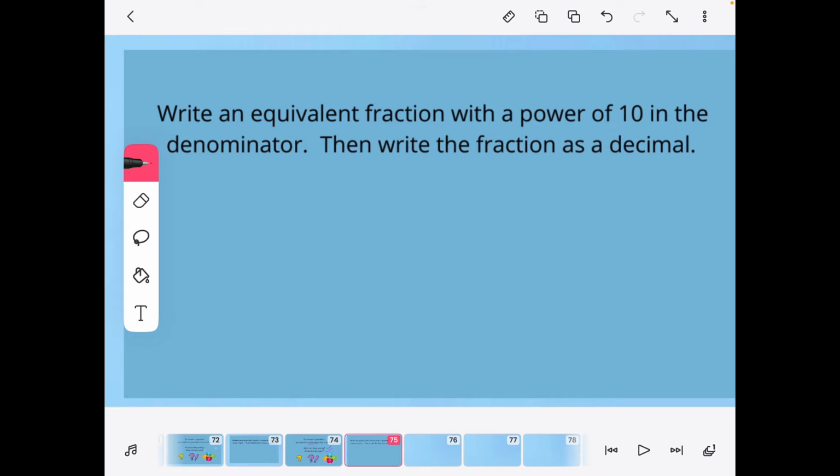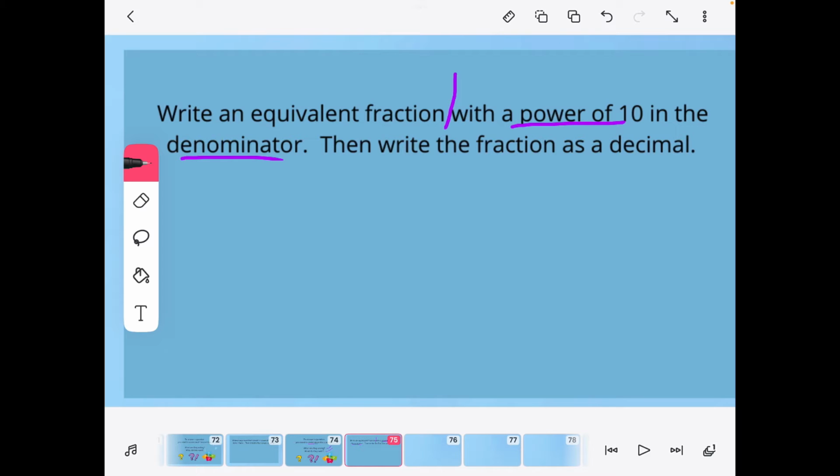Okay, here's a question. Write an equivalent fraction with a power of 10 in the denominator. Then write the fraction as a decimal. Oh, okay. So what does that mean? So the first part is write an equivalent fraction. The next part is with a power of 10 in the denominator. All right, so let's take a look.